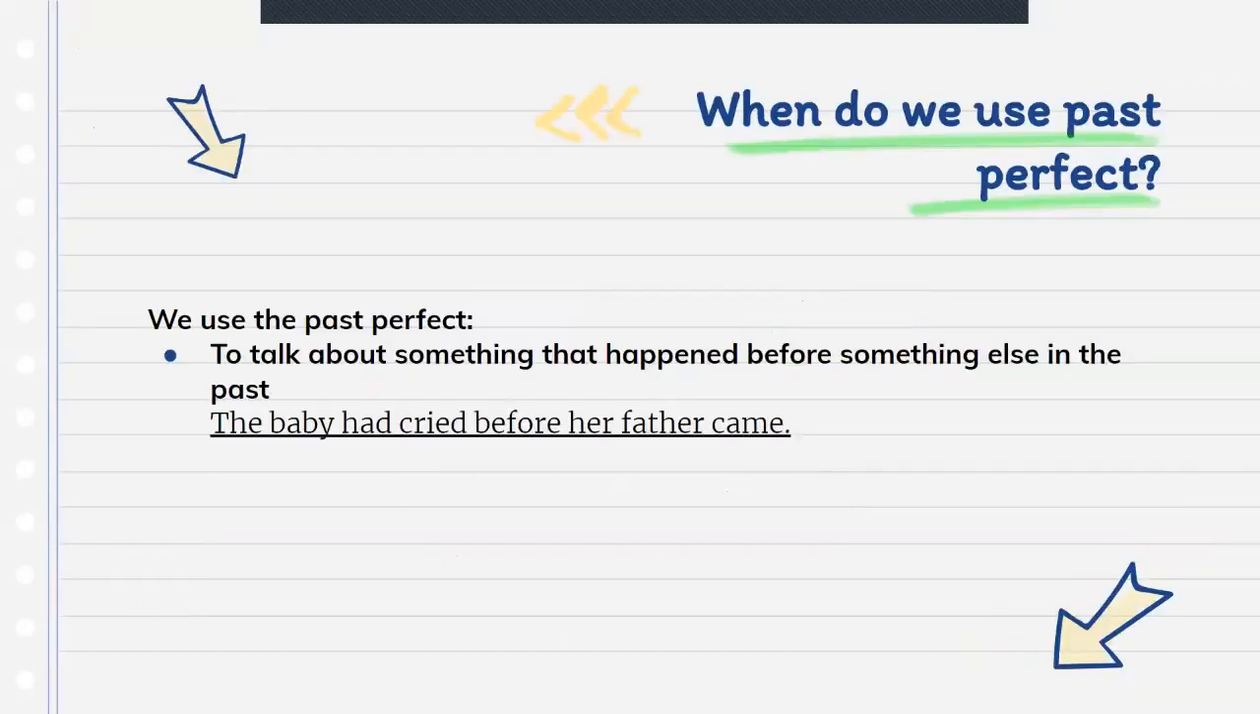So we use past perfect to explain about something that happened before something else in the past. So the baby had cried before her father came. So before the father came, the baby had cried first.